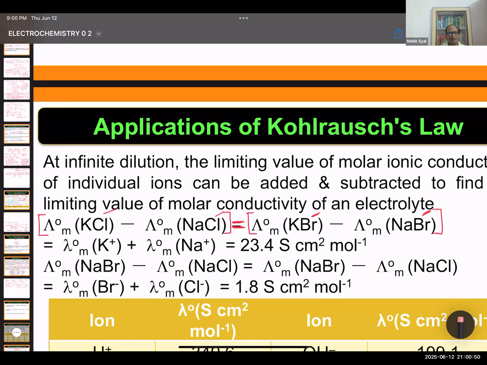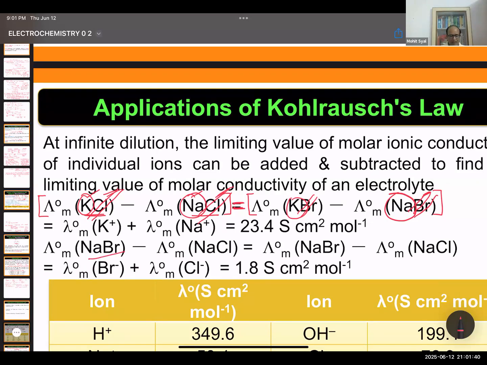Yes, sir. So just split the compound into individual ions. So this is K plus and Cl minus, minus Na plus and Cl minus. So the limiting value of the molar ionic conductivity for Cl minus will get cancelled. Similarly, the limiting value of molar ionic conductivity for Br minus will cancel. This is going to happen when you split the salt into its ions. Is that clear? So you will have K plus and Na plus. Difference of K plus and Na plus on the left hand side. Similarly, difference of K plus and Na plus on the right hand side. That's why it is.